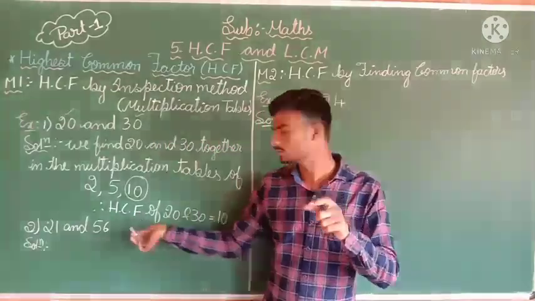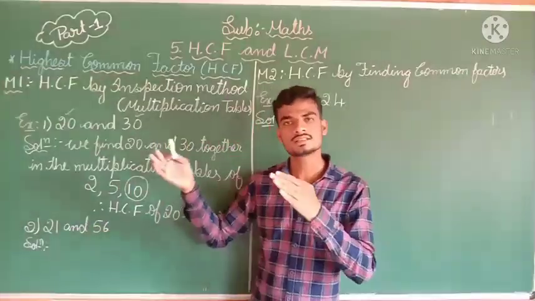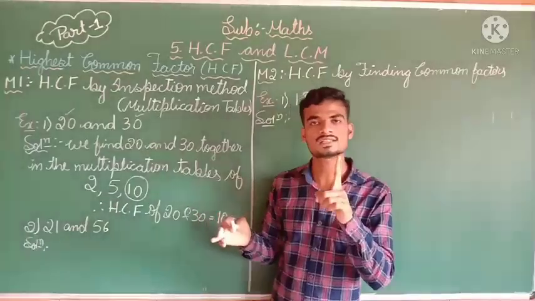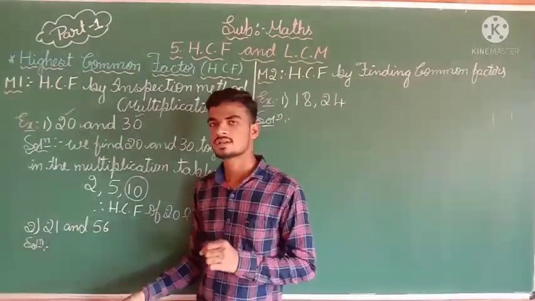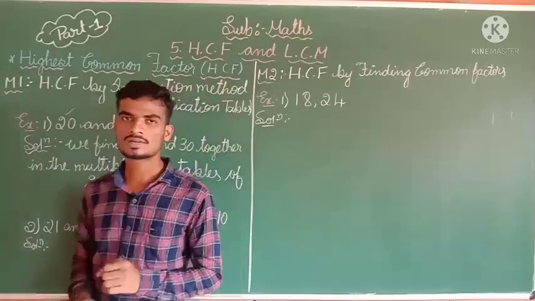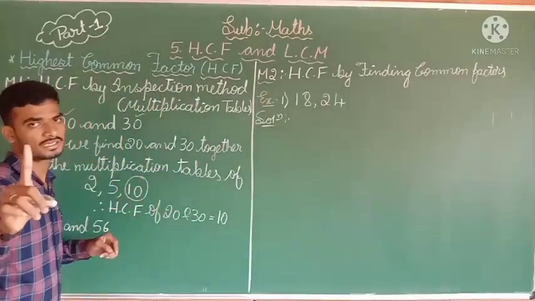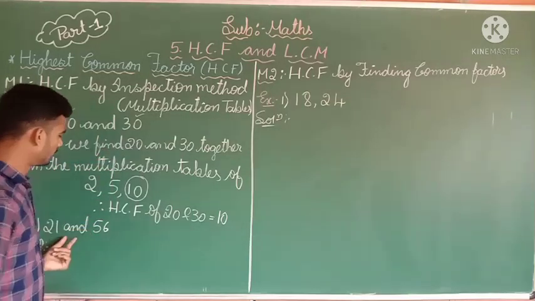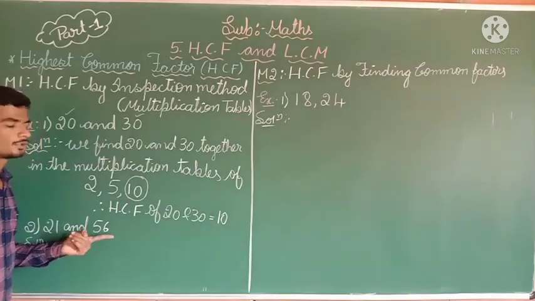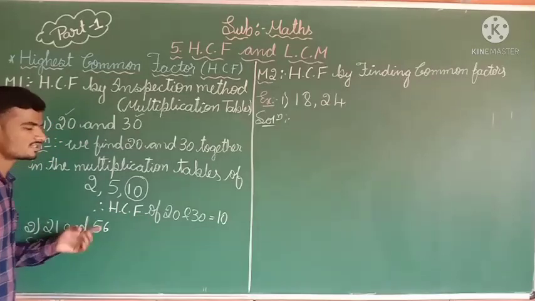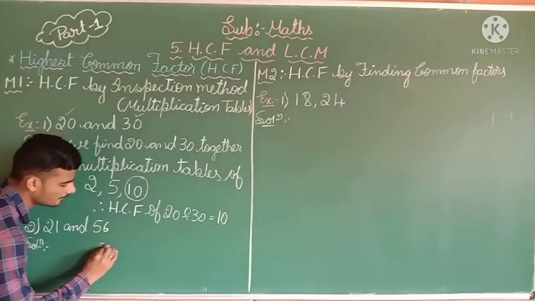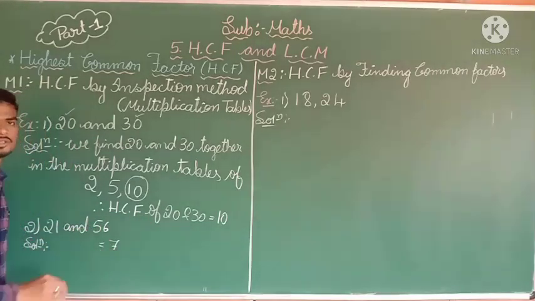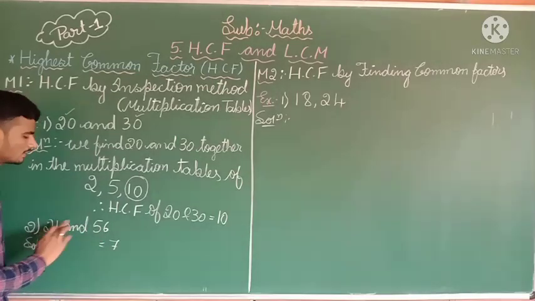In these two numbers, you will not get them in the same table. Only in the 7 table itself will you get these two numbers. So at last you want to write only one number. We find 21 and 56 together in the multiplication table of 7. Only in the 7 table will we get 21 and 56.